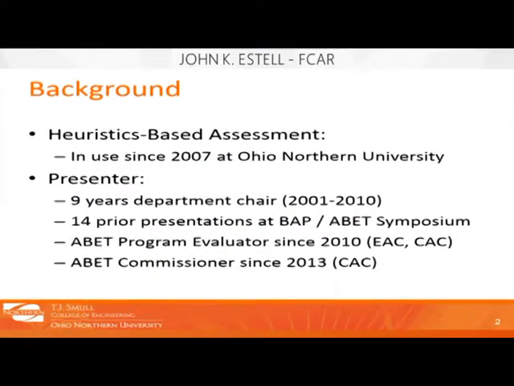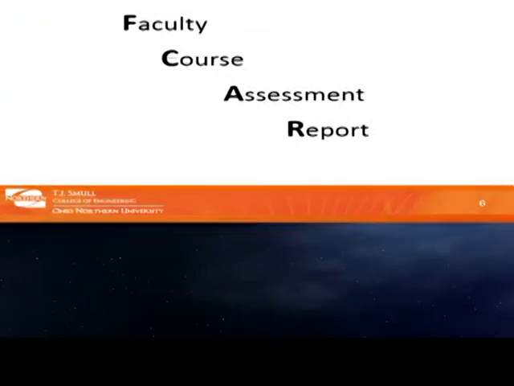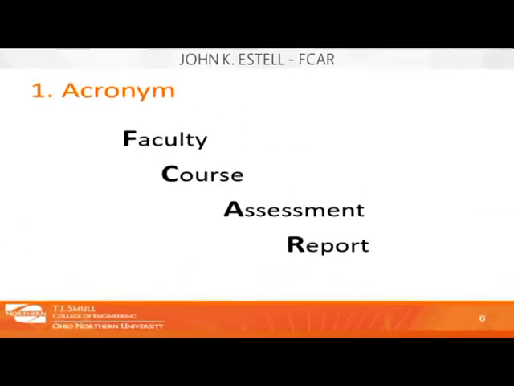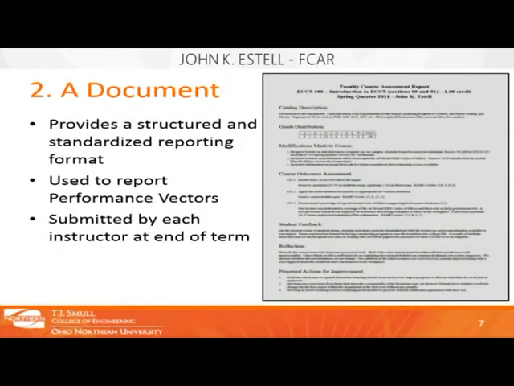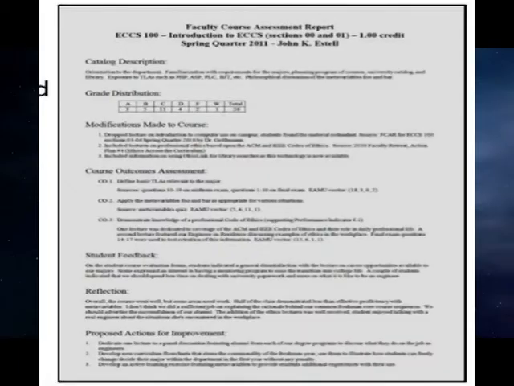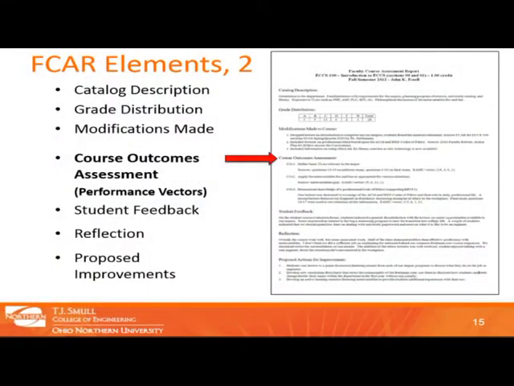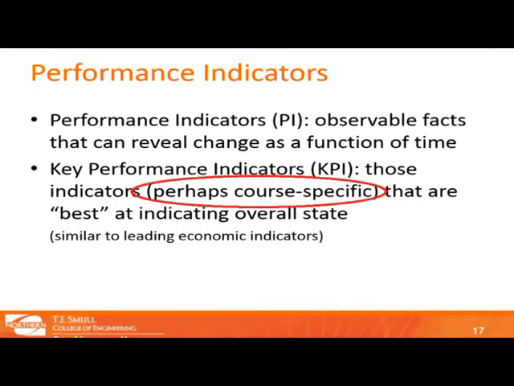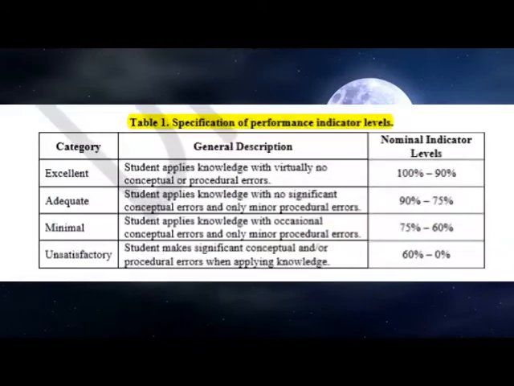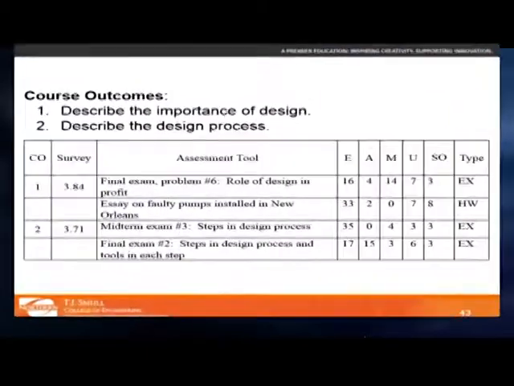Now, the FCAR, which is the Faculty Course Assessment Report, provides structured reporting: student outcomes, course outcomes, PIs information submitted by faculty each term, catalog, grade distribution, course outcomes data, student feedback, reflections, and action items. The excellent, adequate, minimal, unsatisfactory levels are used for extracting PIs from existing assessments, as shown. Excellent being from 100 to 90, adequate 90 to 75%, minimal 75 to 60, and unsatisfactory below 60%.